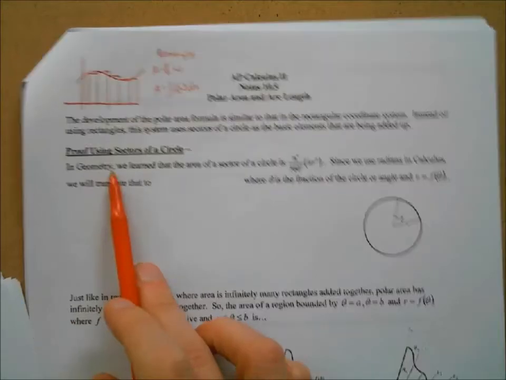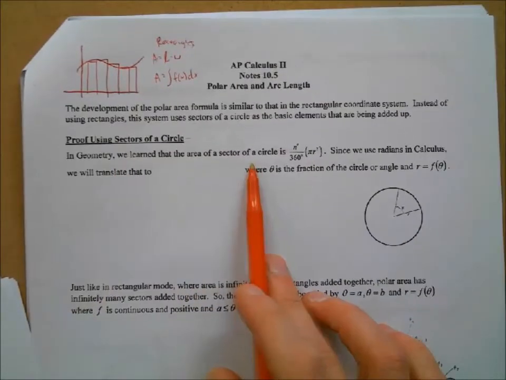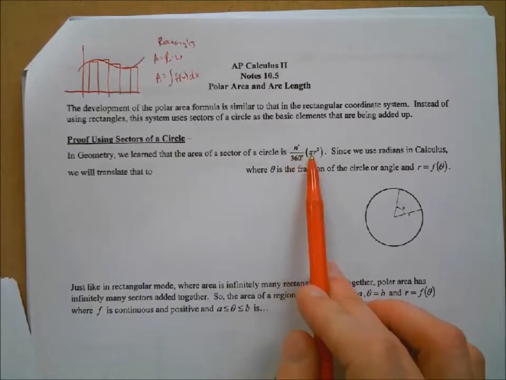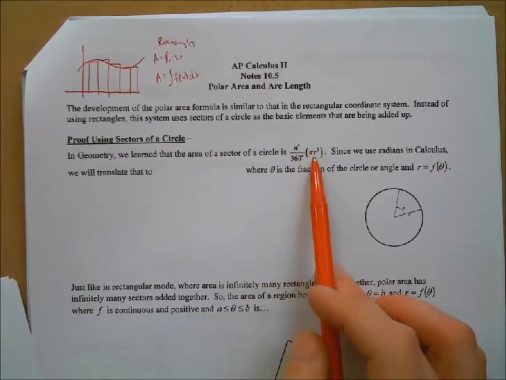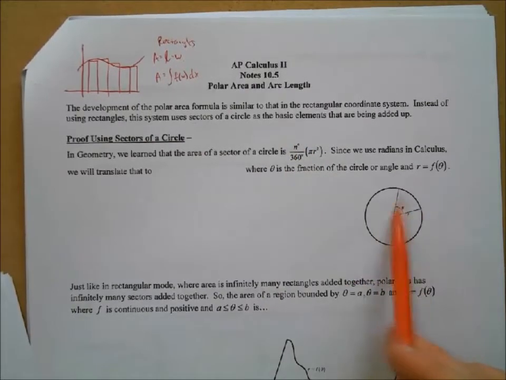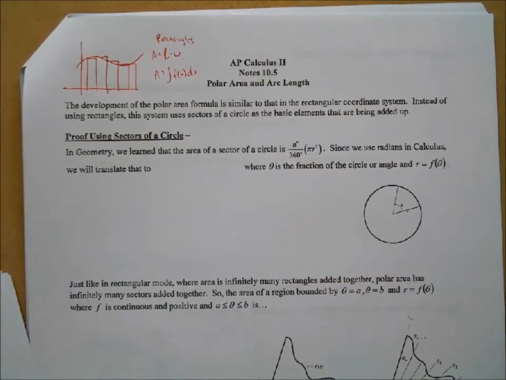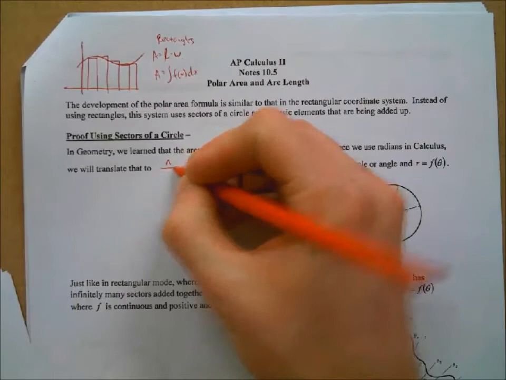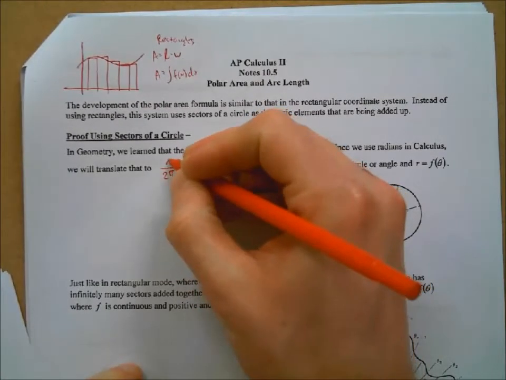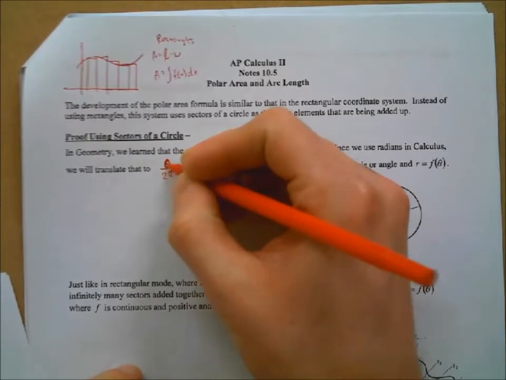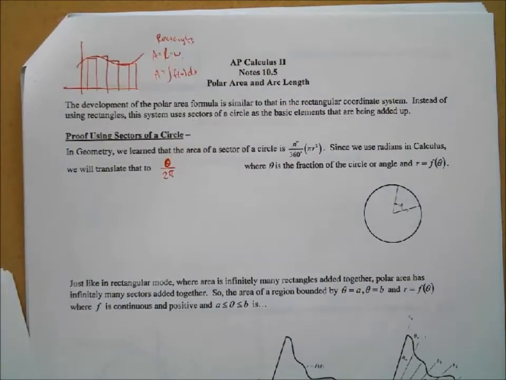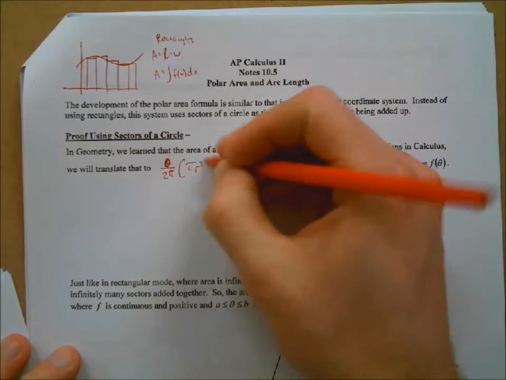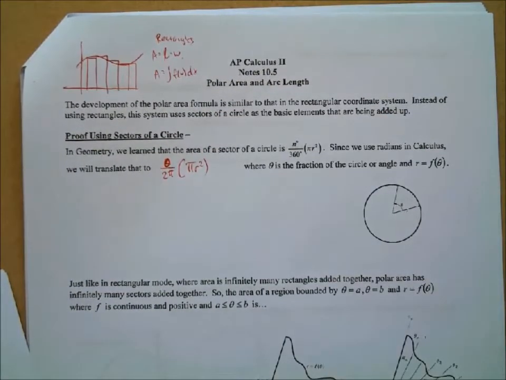In geometry, you actually did learn how to find the area of a sector of a circle. It was n over 360 times pi radius squared. So it's essentially the area formula for the circle times whatever fraction of the circle that wedge happened to be. Of course, we use radians in calculus for the most part, so we're going to translate n over 360 to be n over 2 pi, or maybe not n, let's use theta for our angle. So theta over 2 pi. And pi r squared remains unchanged because that doesn't have to do with the angles. Theta is the fraction of the circle, or the angle, and r is equal to f of theta.